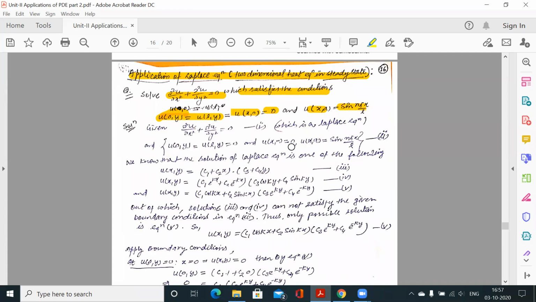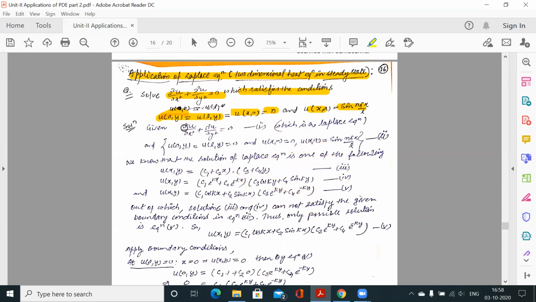Why? Because this is not a rod only. This is a plate, like this. At this end, temperature is 0. At this end, temperature is 0. At this end, temperature is 0. And at this end, temperature is 0. Four ends are there: for x equal to 0, x equal to L, y equal to 0, y equal to a. So these are the boundary conditions.